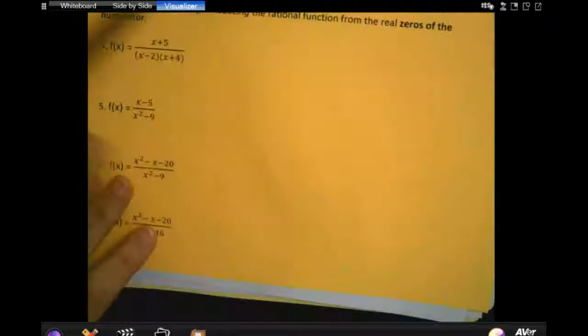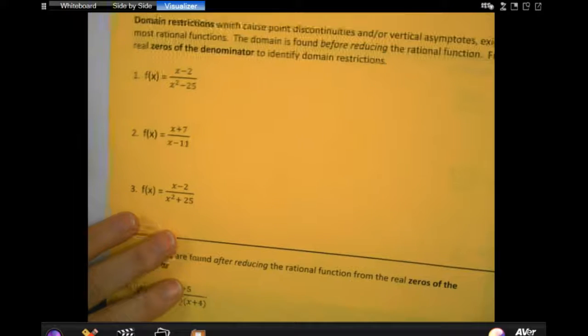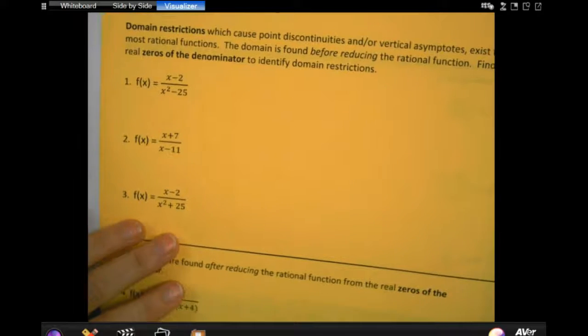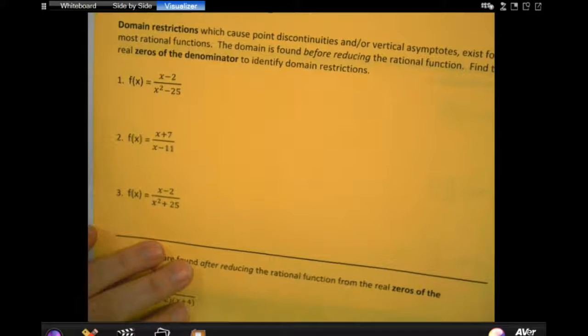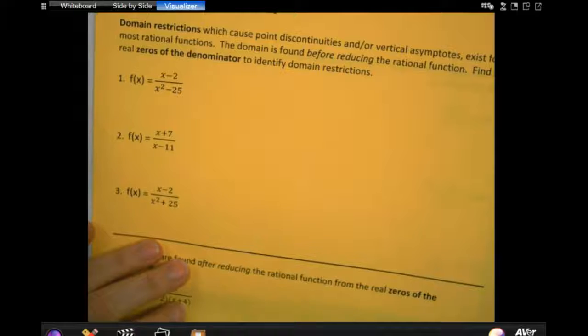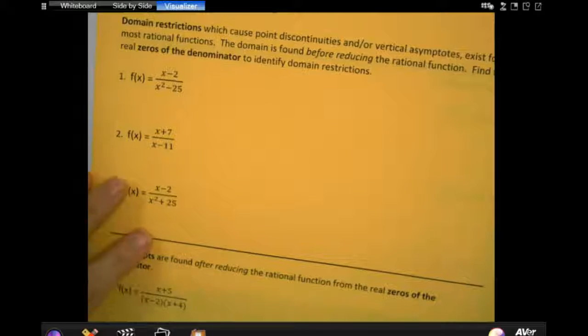Or, I'm not done yet, or we could go on to the gold paper. Okay, so the gold paper talks about, the first thing it's going to talk about is the domain. And the domain is easy because we're going to restrict the domain with our vertical asymptotes. And for those of you who don't remember from the very first page, that means the bottom, right? We're restricting on the bottom.